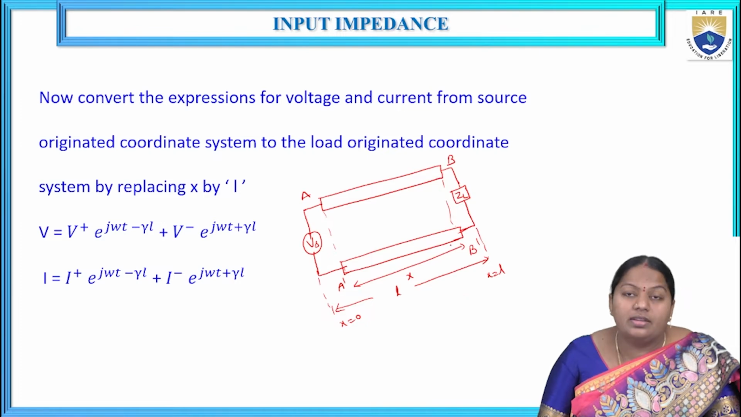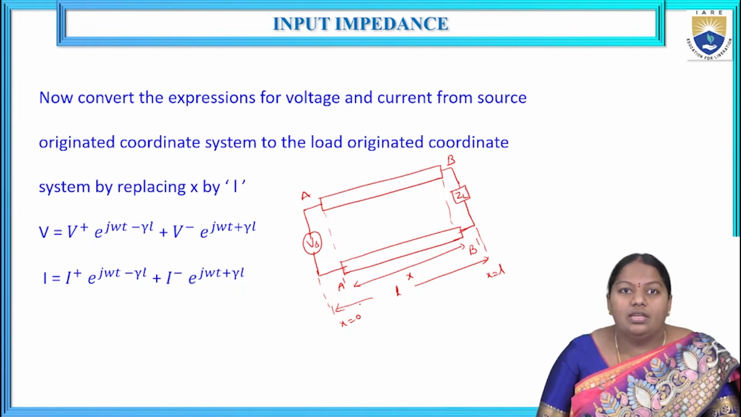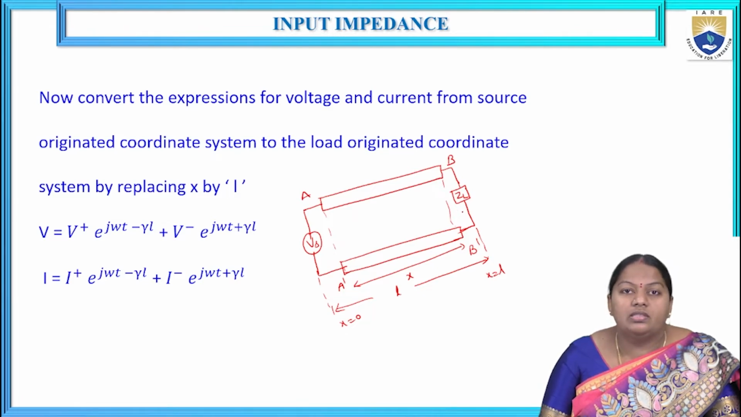Basically a transmission line consisting of two conductors. Those two conductors are defined for a finite length with x, and from source to the destination load, these x values range from x equal to 0, that is located at the source originated system, and at x equal to L, that load originated system must be connected. Remember one thing, always this load impedance must be connected at the output side.